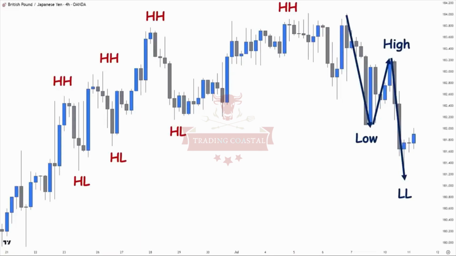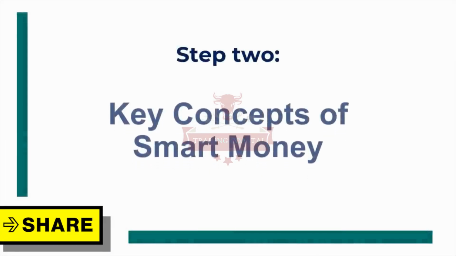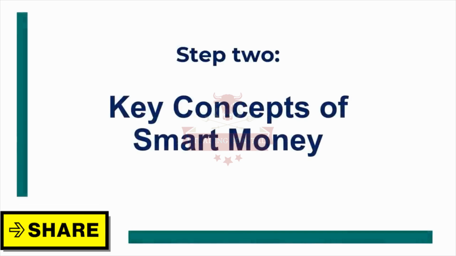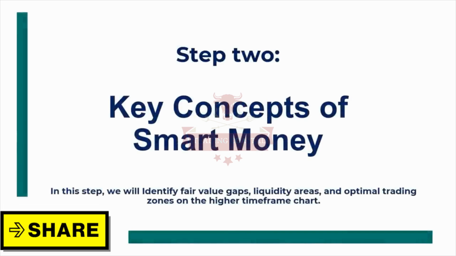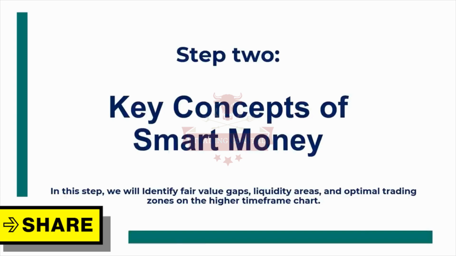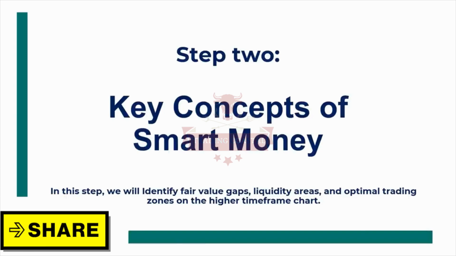Now this is all we need in the first step, identifying the market direction and key levels. Let's continue with the second step, key concepts of smart money. This step will identify fair value gaps, liquidity areas, and optimal trading zones on the higher time frame chart.